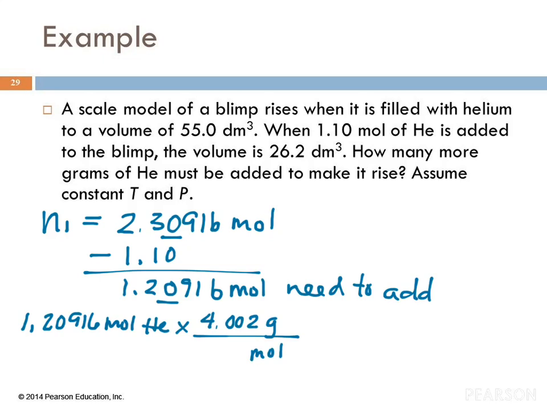Now we will round to our 3 significant figures, 9.24 grams of helium. In Chem 3A, we would just ask you to calculate the number of moles in the blimp at 55 cubic decimeters. In Chem 1A, we want to know, can you think? Do you understand? Can you put these concepts together, sometimes in a way that you haven't seen before?